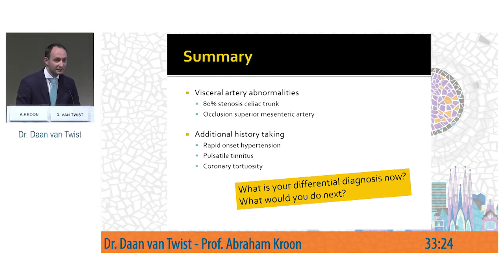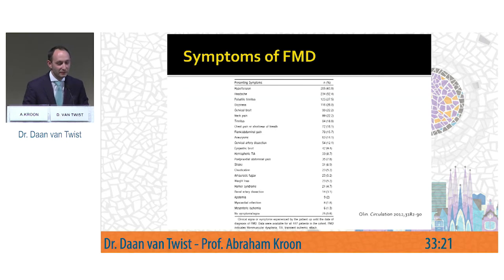I think that's an excellent comment. What I show you here is the most common presenting symptoms of fibromuscular dysplasia. This is a table from the US registry of patients with fibromuscular dysplasia. And if we look at this closely and put our own patient in here, then you see that the patient suffers from hypertension. She has a pulsatile tinnitus and chest pain upon exercise, and also the postprandial abdominal pain, which are all clues that may lead to the diagnosis of fibromuscular dysplasia.